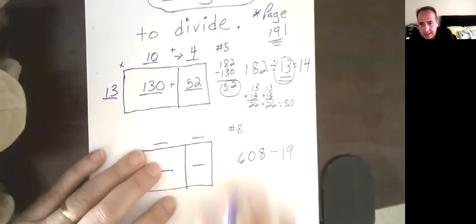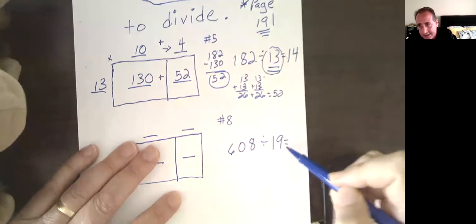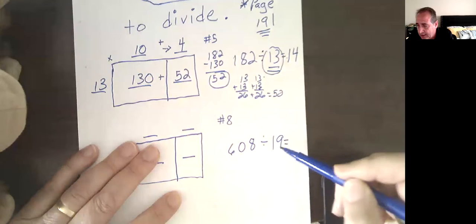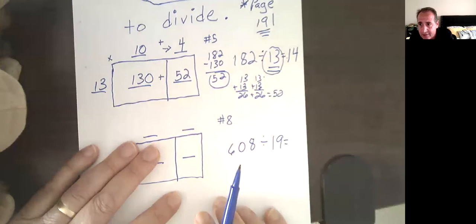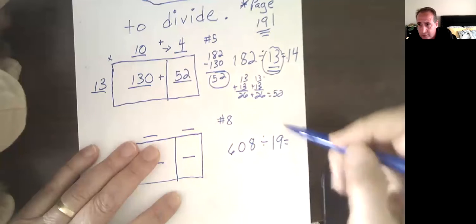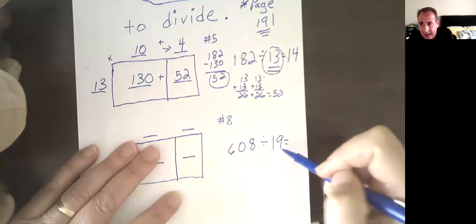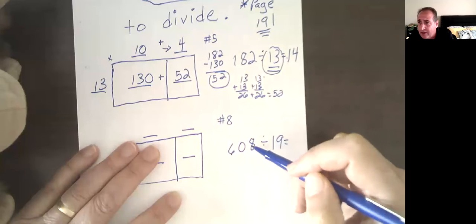Okay, so here we go. Check this out, Wanda. What we're going to do here is put the 0 on and see if we're even close to the dividend. If you put a 0 on 19, it's 190. Now 190 is nowhere near 608. So I would not use the box here, because you have way too much. You're not even close to getting to 608 by adding 19s.